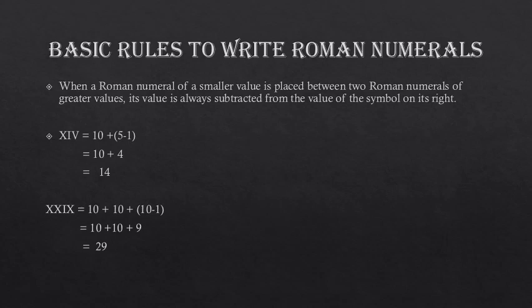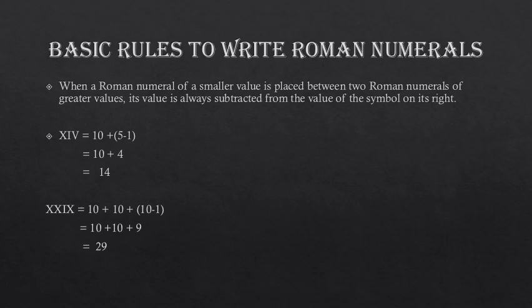Now, children, look. The first statement is what, children? When a Roman numeral of smaller value is placed between the numerals of greater values. First, we will understand this statement only, children. So, in the example, you all can see X, I and V. Now, children, X is 10, V is equal to 5 and I is 1. So, I is the smaller value, children, which is placed between X and V.